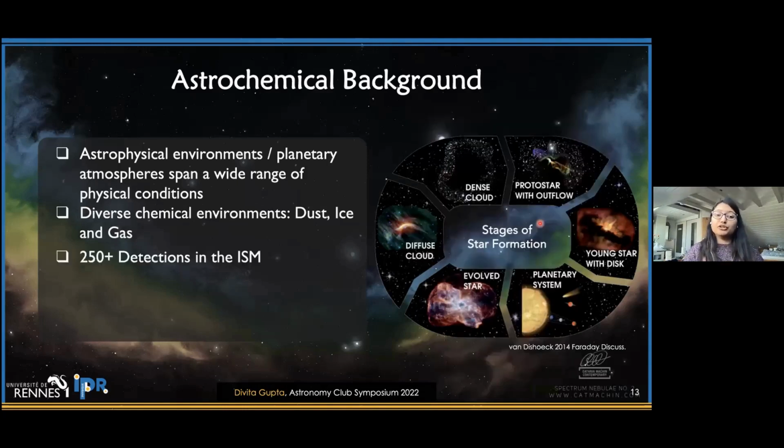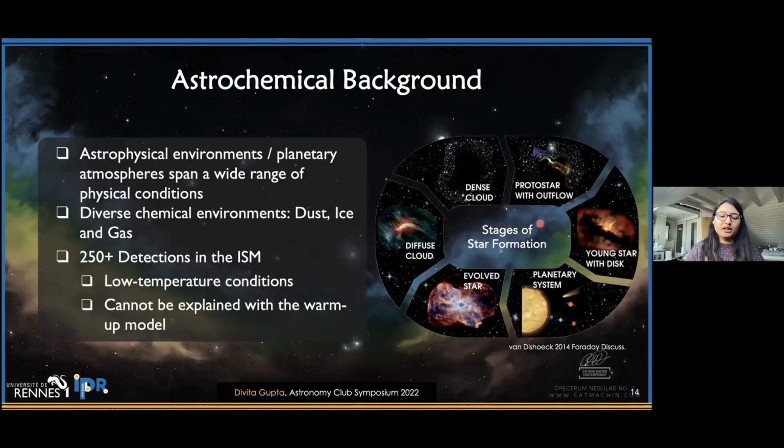So till date, more than 250 detections have been done for various molecular species in the interstellar medium, which basically concerns the lower temperature region. And the densities of the molecules found in these cold temperatures is as low as 10 Kelvin. These abundances of the molecules found cannot be explained with the warm-up model.